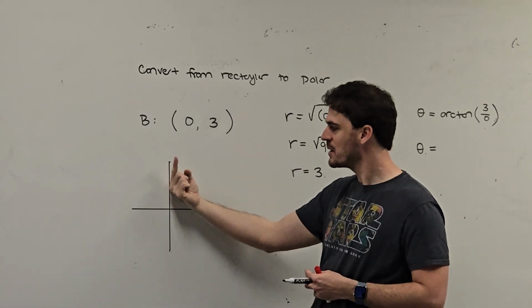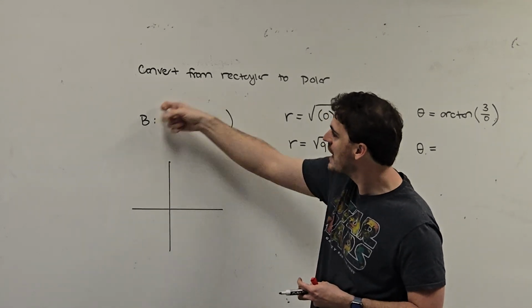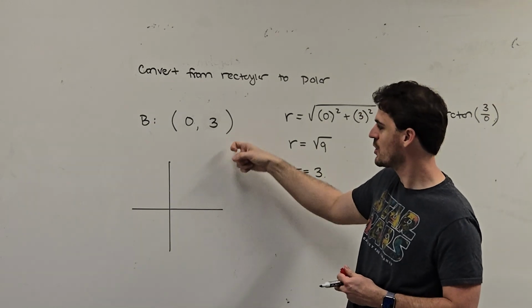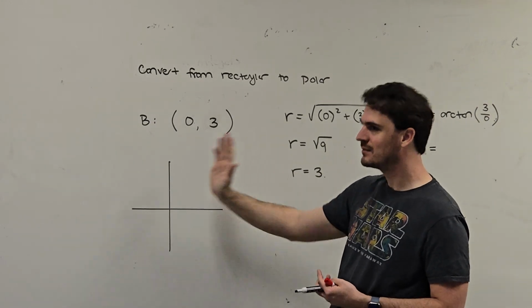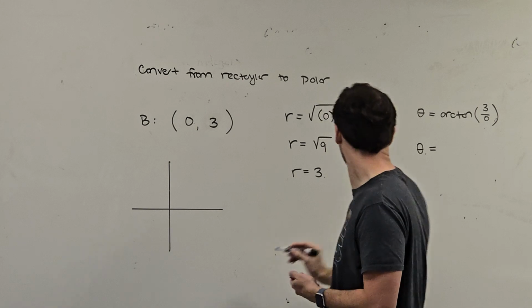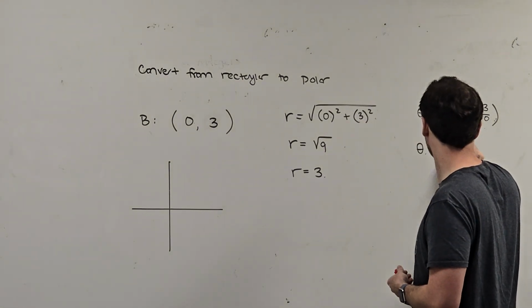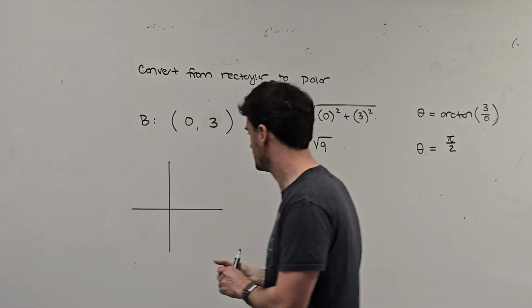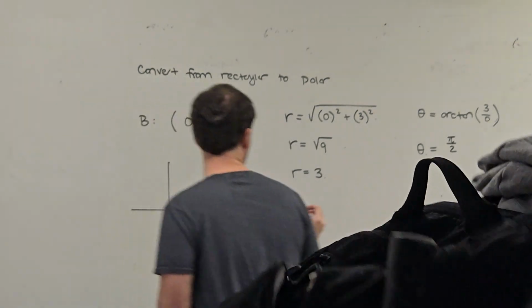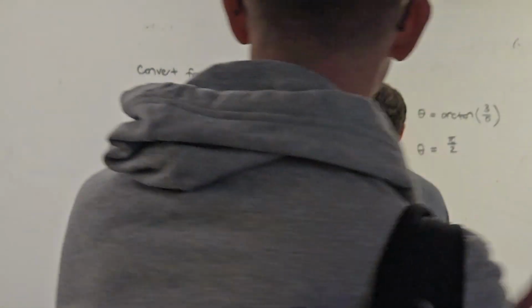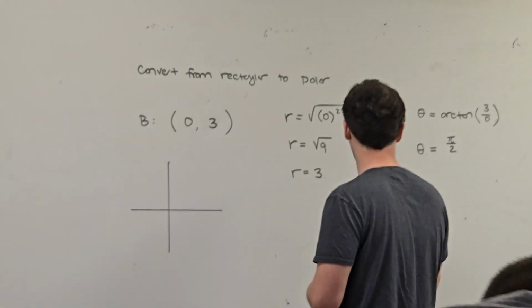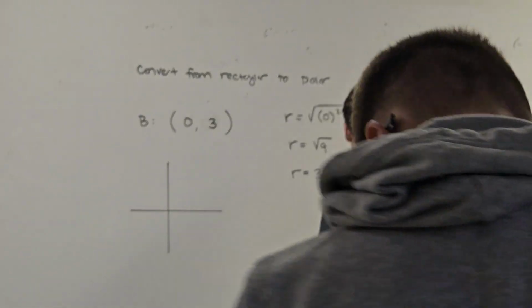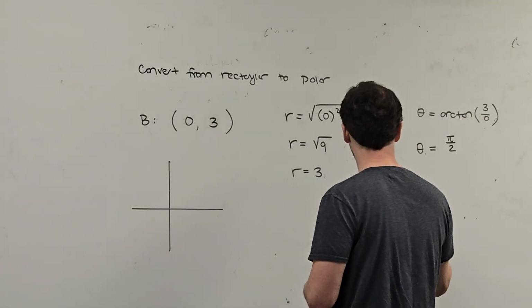Right. But which one do I pick? You just look back to the original point and go, okay, well, if I want 0, 3, I want the pi over 2. So my final answer is this point can be represented as r comma theta, so 3 comma pi over 2.